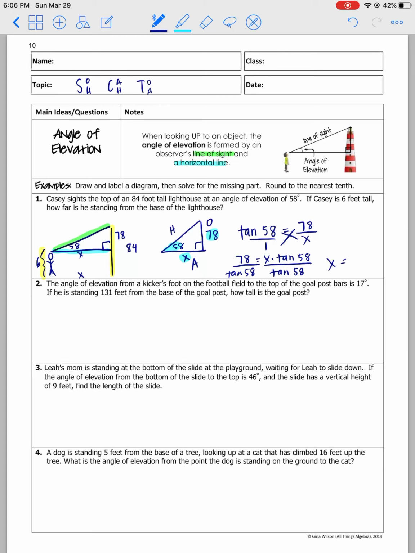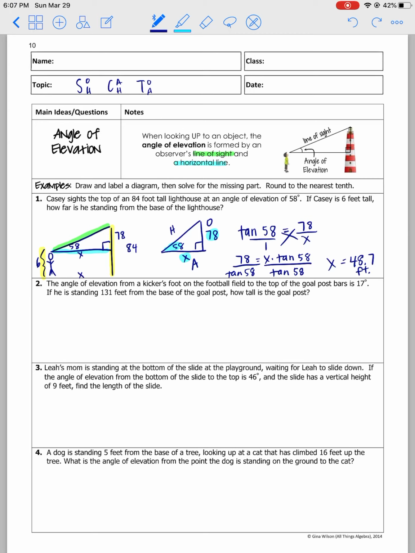And x equals 48.7 feet. Before you say you're finished, you do need to check for reasonableness here. Does this make sense? Obviously, guys, not to scale, so please do not look at that and say it's larger than the 78. No, not to scale. But does that make sense?